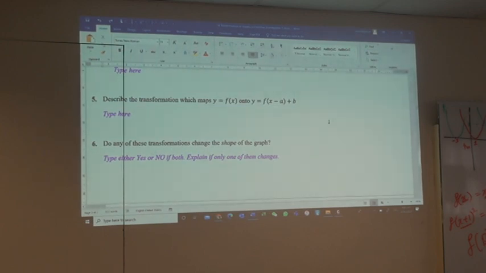So that's that. The last question quickly: does any of this transformation change the shape of the graph? No, because you're just sliding. You're not changing the shape or the size, you're just changing the position.